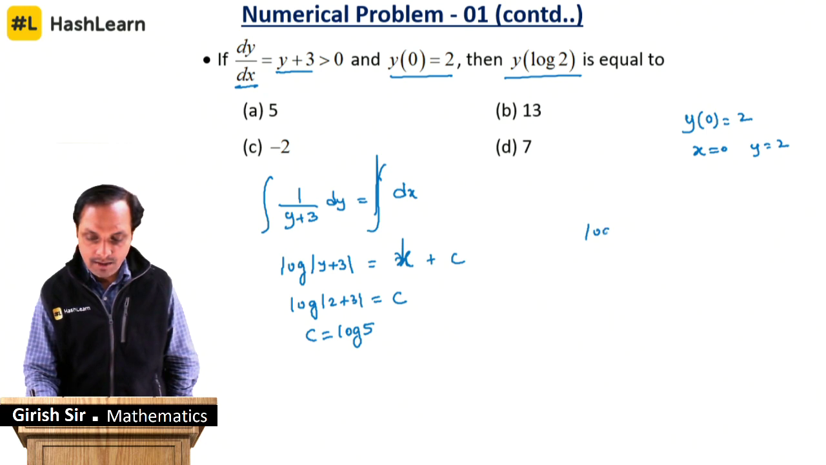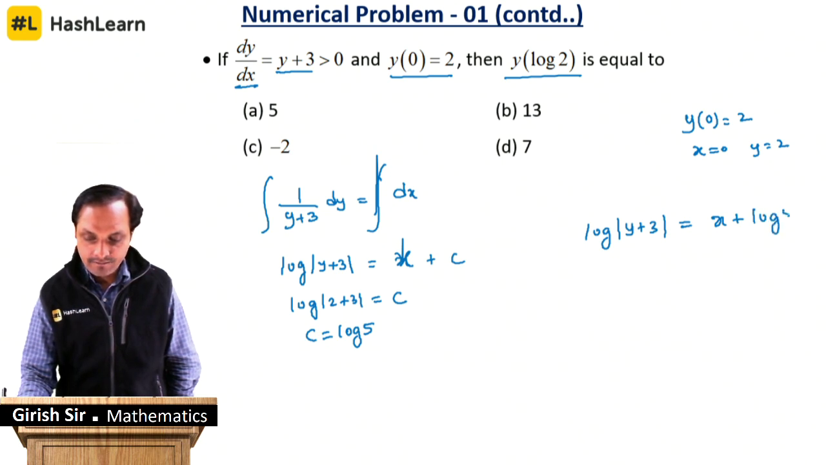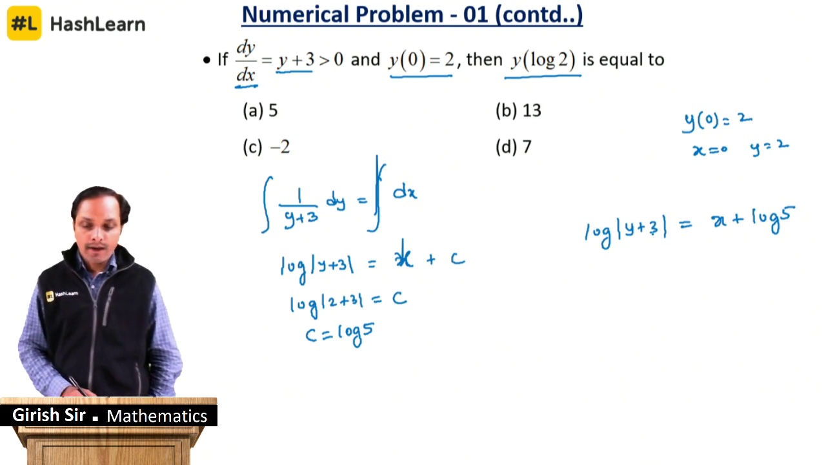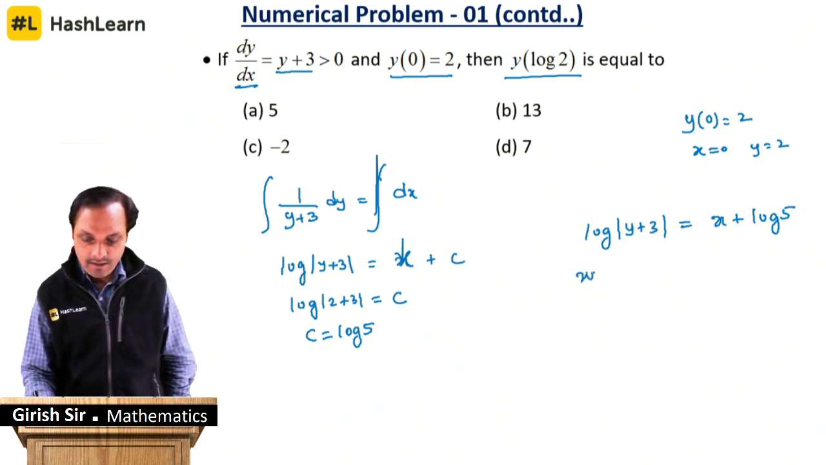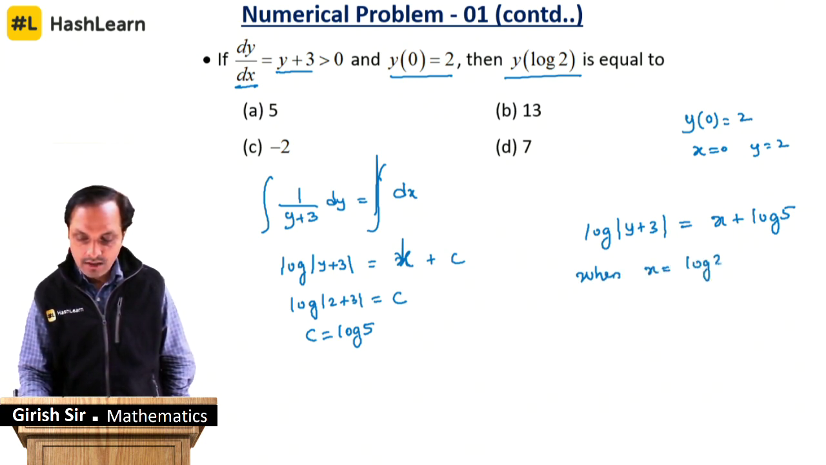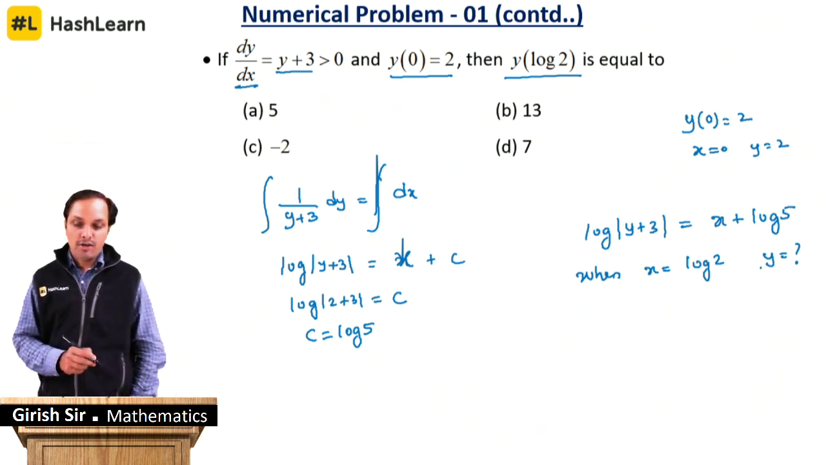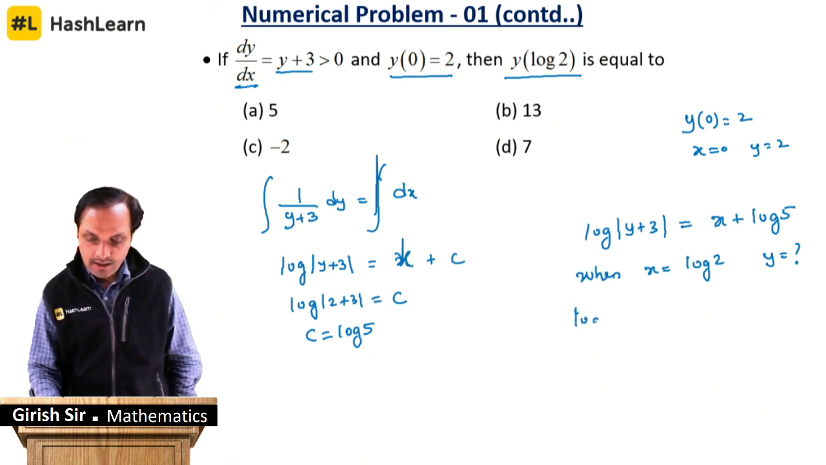तो हमारा प्रॉब्लम हो गया log ऑफ y प्लस 3 इज इक्वल टू x प्लस हमारा कांस्टेंट है log 5. ओके, तो इसको हम इस तरफ लिए तो okay, so what he is doing, he is asking you to find y of log 2. So when x is equal to log 2, y कितना है बोल के पूछा है वो. y of log 2 means when x is log 2, what is y. चलो, let us find now y plus 3 which is inside the mod.